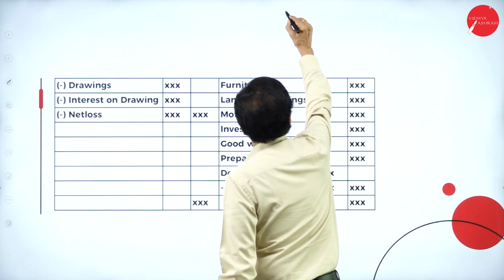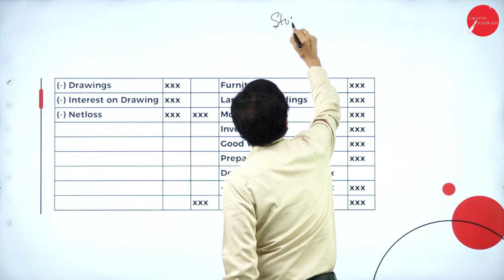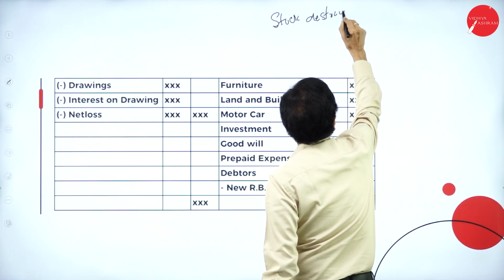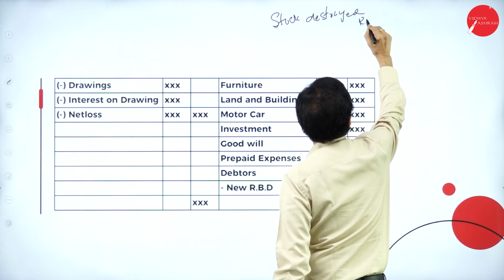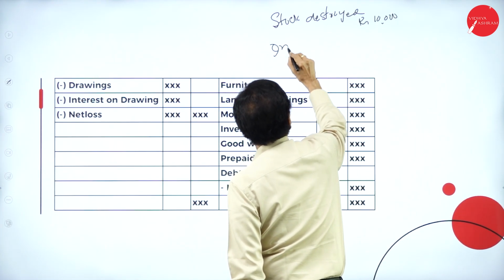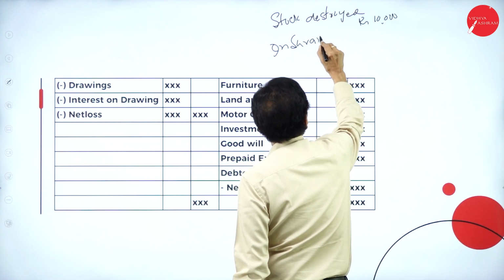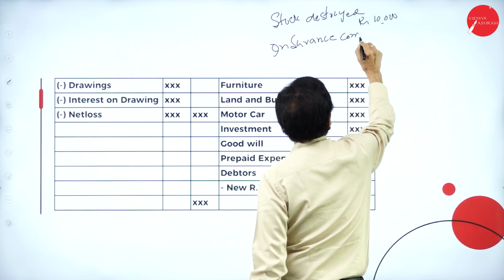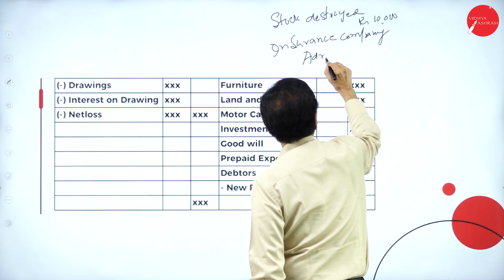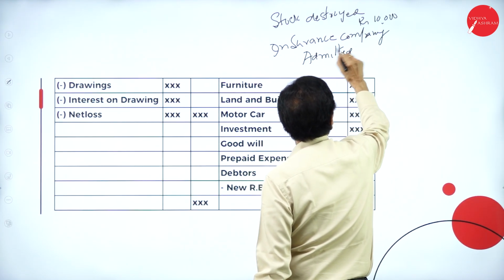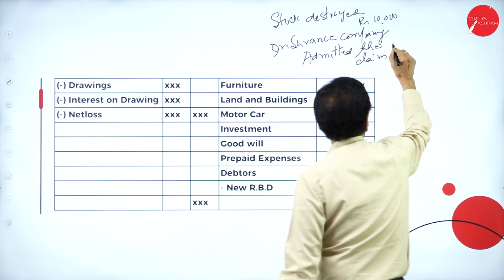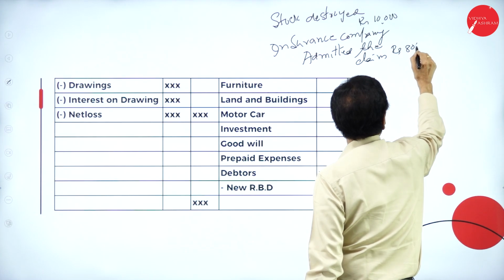If the stock destroyed is rupees 10,000, and the insurance company admitted the claim of rupees 8,000, this will be the adjustment.